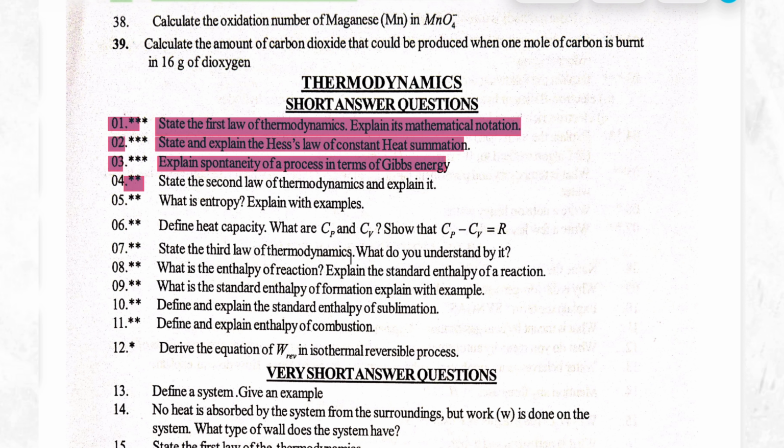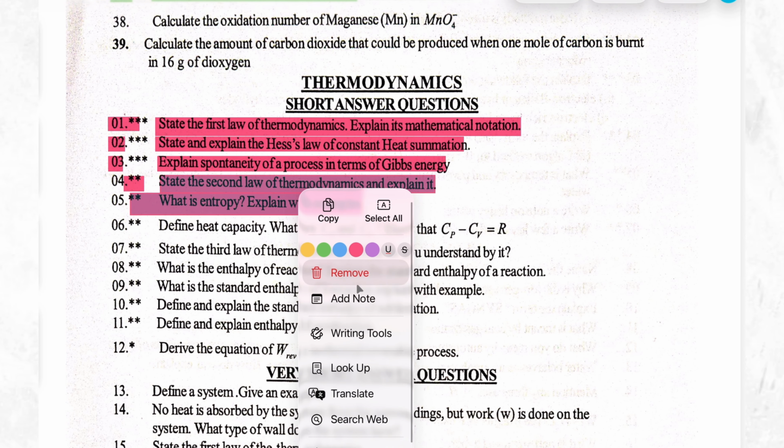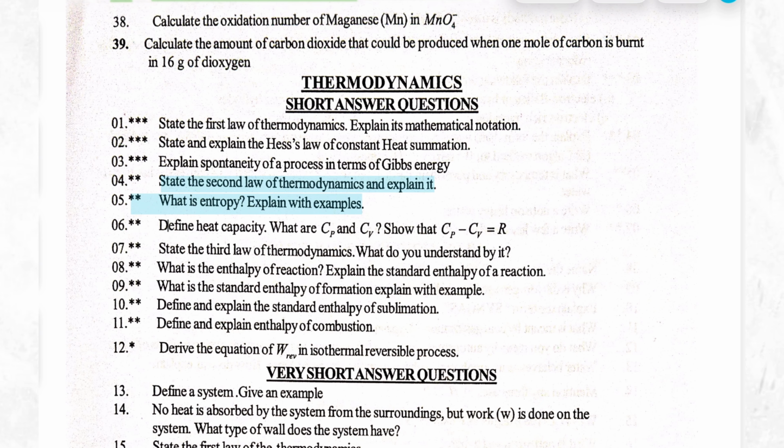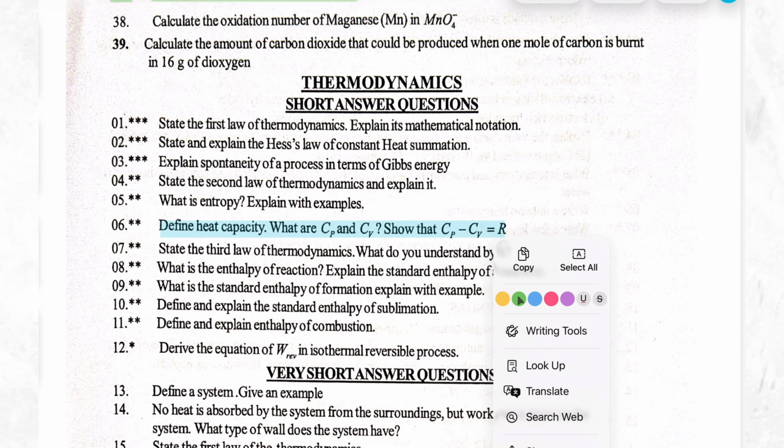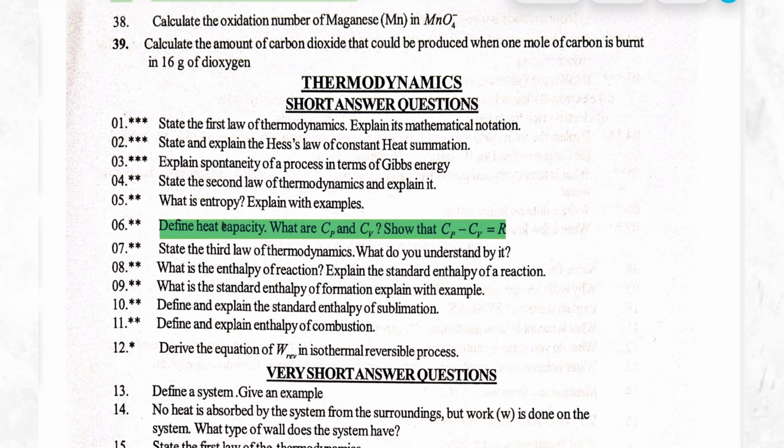Right? And sometimes they ask two VSQs combined as a SAQ. That is the second law of thermodynamics and entropy. These two they ask as a SAQ, the addition of these two VSQs. Don't forget. Sometimes this is directly asked as a SAQ. CP minus CV is equal to R, right? Don't forget. So the remaining are all VSQs.